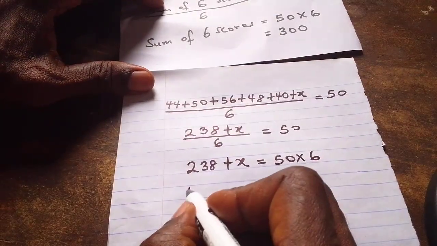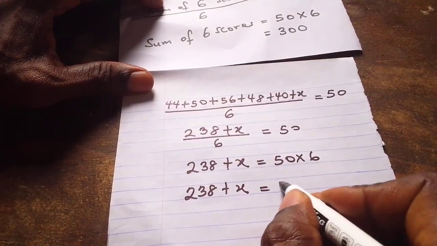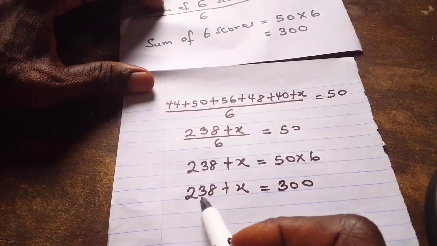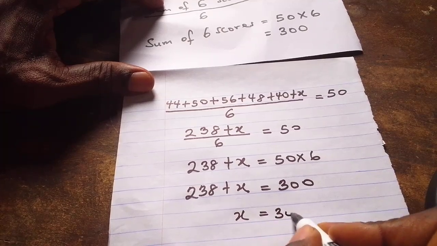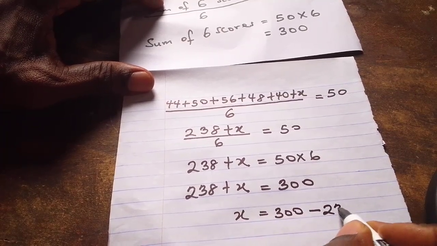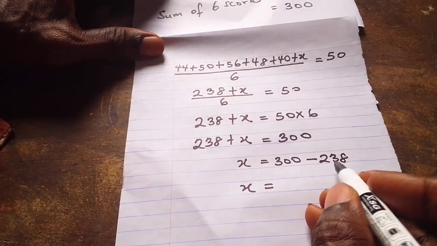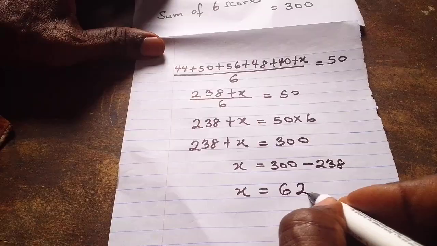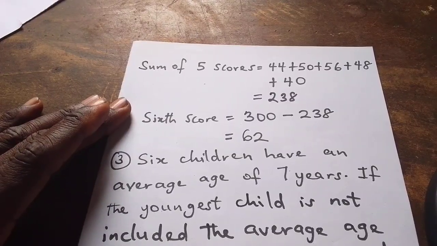So we have 238 plus x equals 50 times 6, which is 300. Bring this 238 to this side. So your x will now be 300 minus 238. x will be equal to 300 minus 238, which will give us 62. Let's look at the third example.